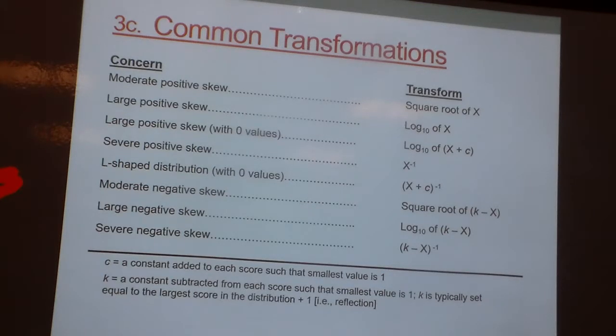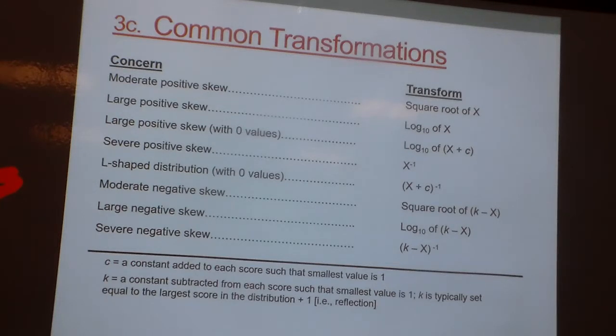Common transforms. This is based on, again, Tabachnick and Fidell. A moderate positive skew, you take a square root transform; large positive skew, here I've got log transforms. In general, if you're going to conduct logarithm transforms, use base e, so natural log. When we get into regression stuff, natural log has some desirable properties in terms of interpretation that make it nice. And the log transform of X and the natural log transform of X are going to give you the exact same distribution. The values will just be different.